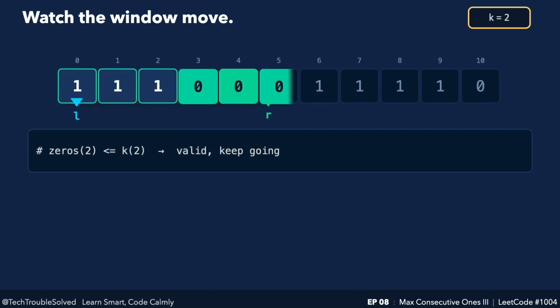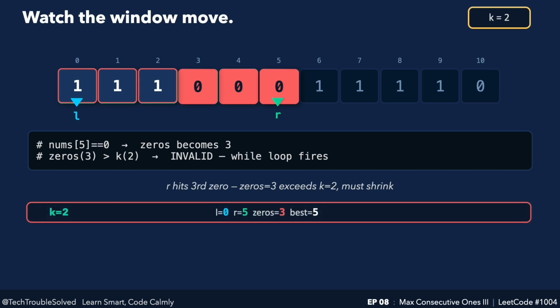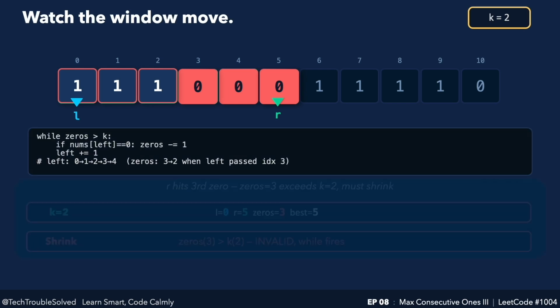R moves to index 5. Another 0. Zeros becomes 3. Zeros equals 3 and k equals 2. 3 is greater than k. Invalid. While loop fires. Now L has to move. We need to remove elements from the left side until zeros drops back to 2 or below. While zeros is greater than k, as long as we are over budget, shrink.